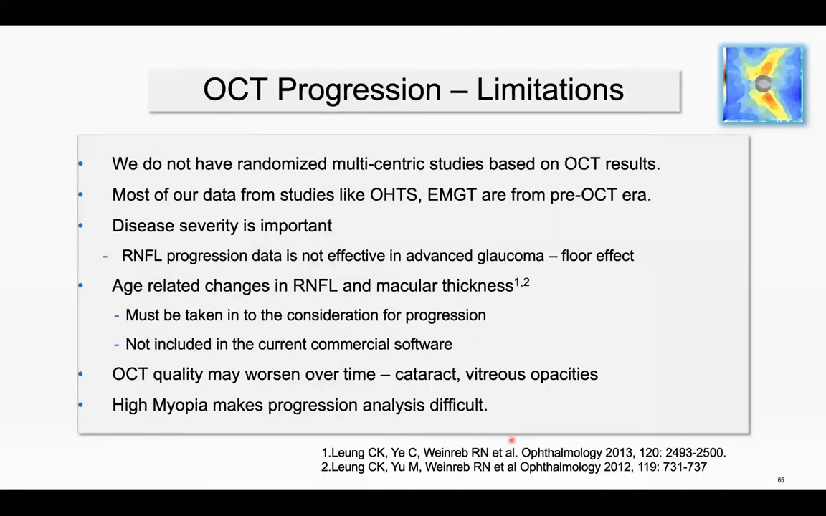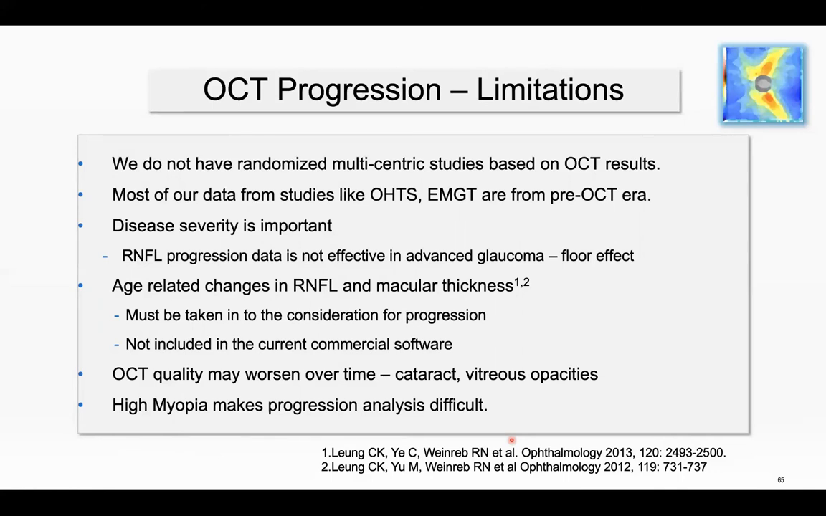OCT progression has some limitations. We do not have randomized multicentric studies based on OCT results. Most of our data from studies like the Early Manifest Glaucoma Trial or the Ocular Hypertension Treatment Study were from the pre-OCT era. Disease severity is important. RNFL progression data is not effective in advanced glaucoma. You know the floor effect. Age-related changes in RNFL and macular thickness are important, but they are not included in the current commercial software of any device. They must be taken into consideration for progression.